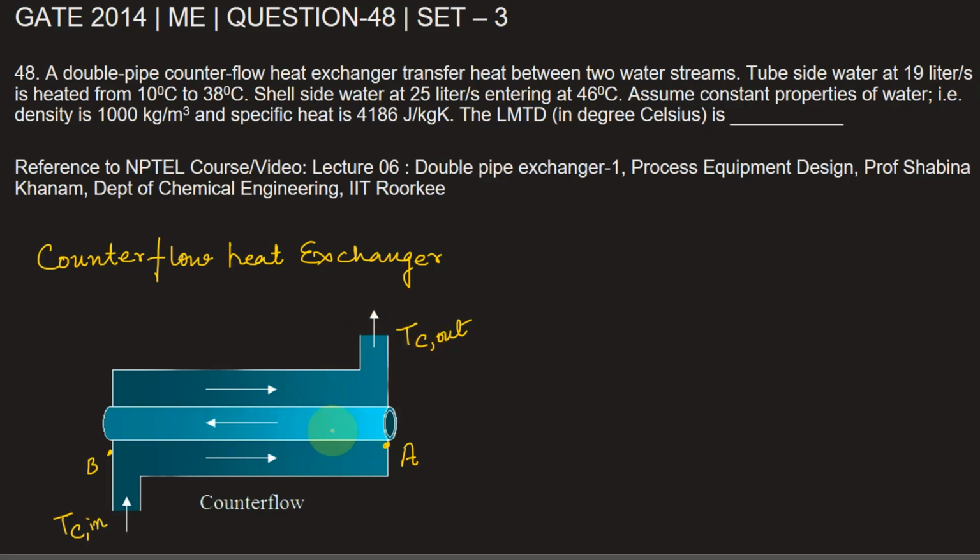Now the middle one is the shell in which the hot fluid enters. So let's write here Th in, and at point B it is Th out. So in the middle we have hot fluid and here we have cold fluid.